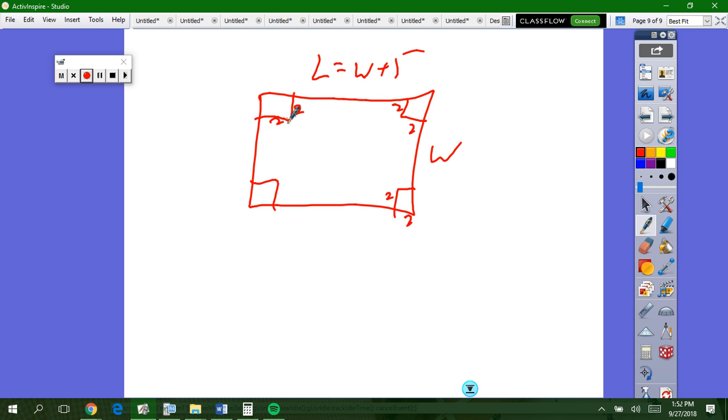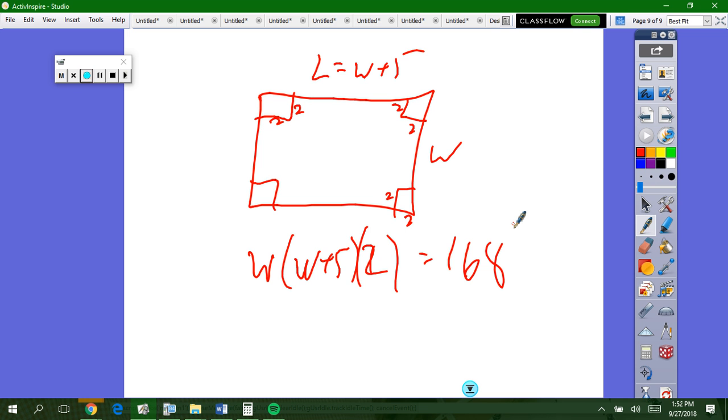Because notice when I cut these out, how much did this just bend up? 2 inches, right? Does that make sense, Rick? So, with that being 2 inches, okay, so width times length times height equals 168. Right? Because it said the volume is 168 cubic inches, correct?